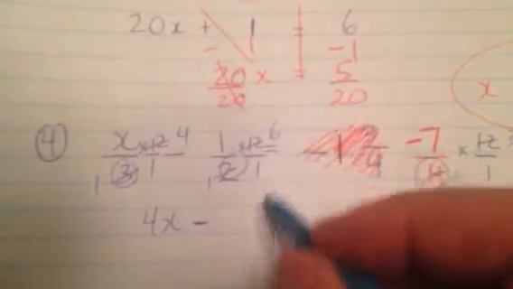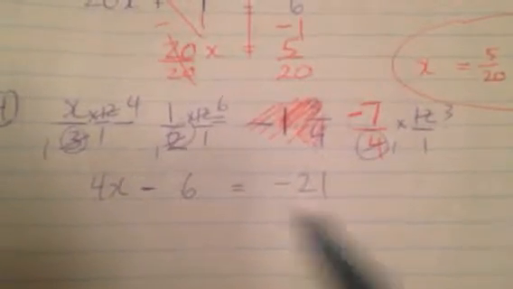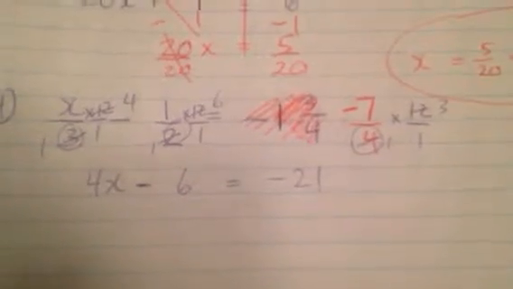When we do that, we are left with 4x, there was a negative sign here, minus, this is 6, 1 times 6 over 1. And here, it's negative 7 times 3, it's negative 21. So we have taken an equation with fractions and made it into whole numbers, just by multiplying by the lowest common denominator. So now I want to get x by itself, so we add 6 to both sides. Cancel that out. Now we're left with 4x equals negative 21 plus 6. So that works out to be negative 15.